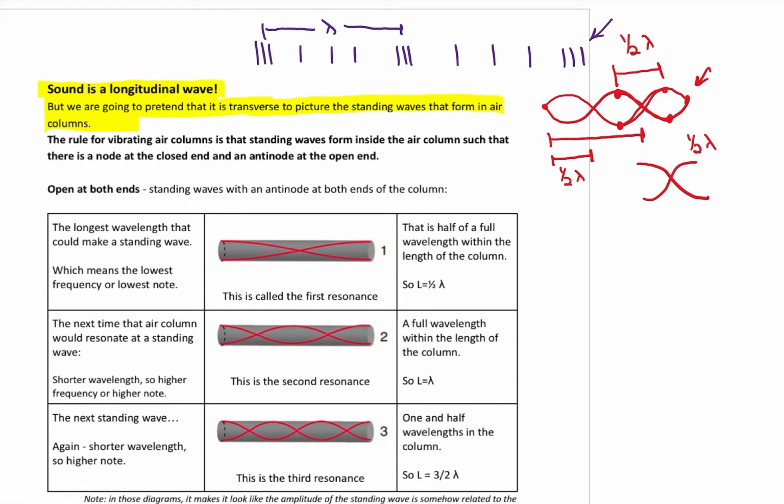Okay, so right off the top, we know that sound is longitudinal and not transverse, but we're going to draw our vibrating air columns as transverse just to help us picture it better. There's one rule. The rule is that when we've got a vibrating air column, they're going to form a standing wave such that there is a node at the closed end and an antinode at the open end. So here's our important rule for vibrating air columns.